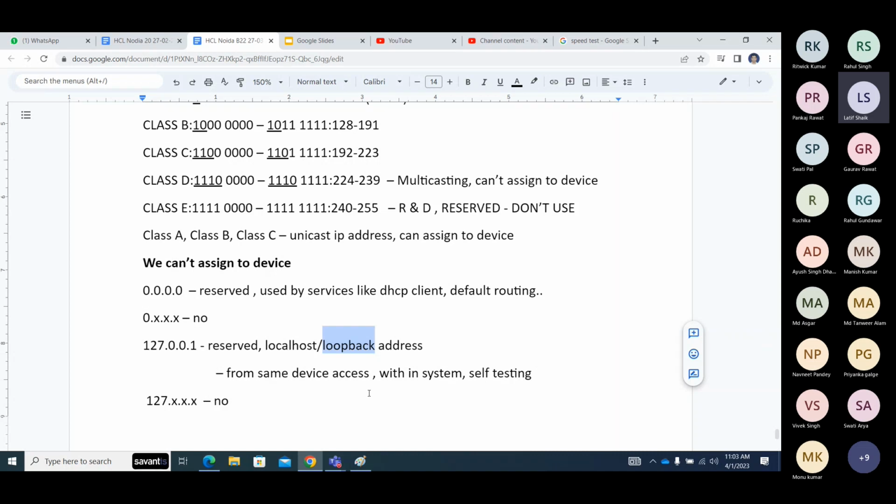For example, in this laptop, if I installed some application, or maybe a server application, I want to access it. For example, I installed an exam web server, a Tomcat server, and I want to access it. Then it is difficult.